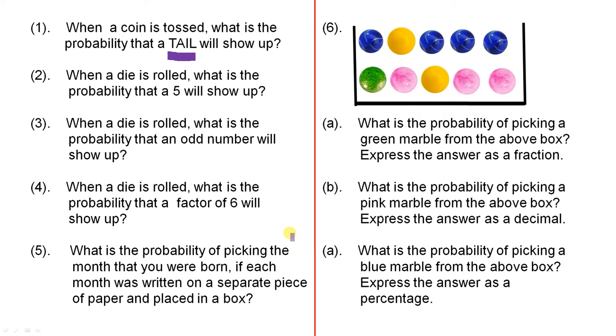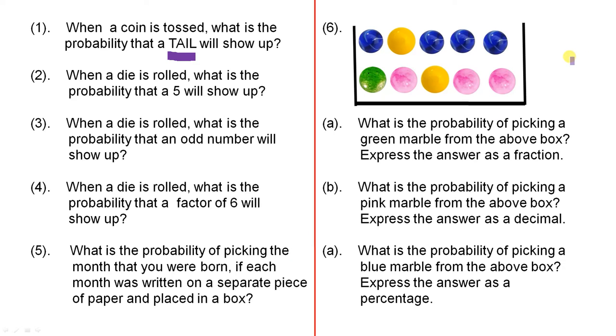Next one. What is the probability of picking the month that you were born if each month was written on a separate piece of paper and placed in a box? So all the months are written on a separate piece of paper. They're placed in a box. You can't see what they are. You put your hand in the box and you try and pick the month that you were born. What's the probability of that happening?